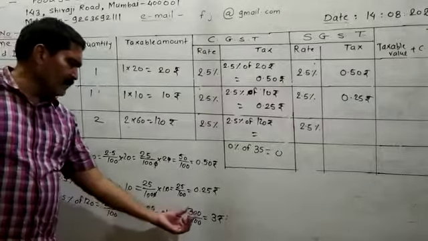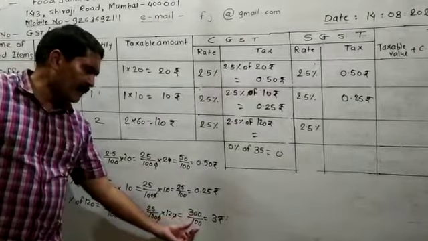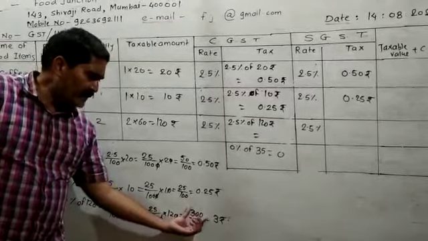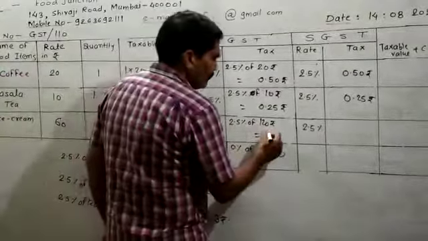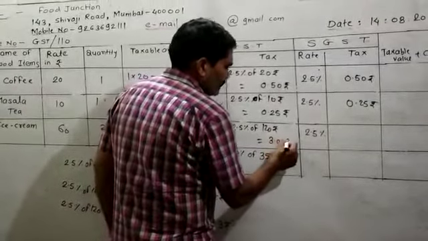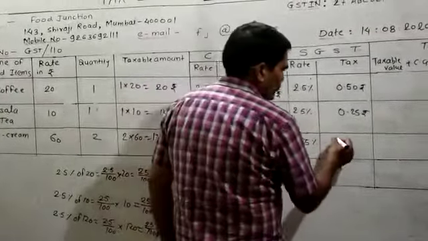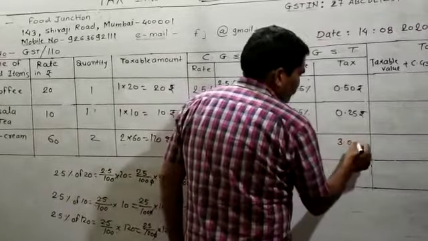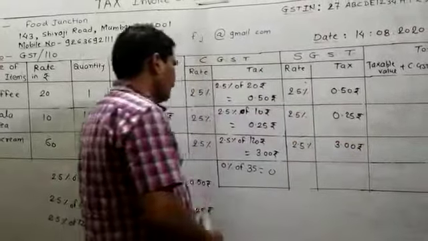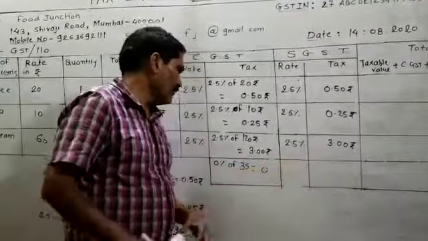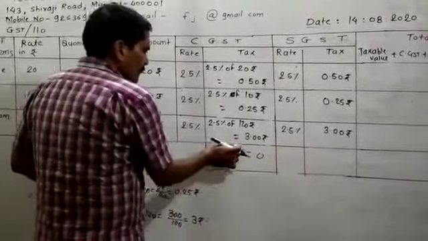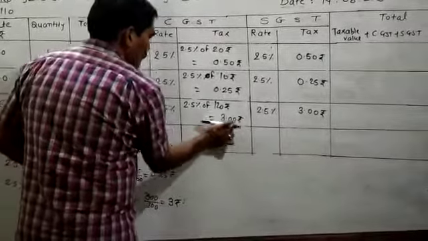multiplied by 12 is equal to 300 upon 100. 100 ones are 100, 100 threes are 300, is equal to 3 rupees. CGST will come 3 rupees, 3.00 rupees. And here HGST also comes 3.00 rupees. Because the rate of CGST is equal to the rate of HGST, the amount of CGST is equal to the amount of HGST.